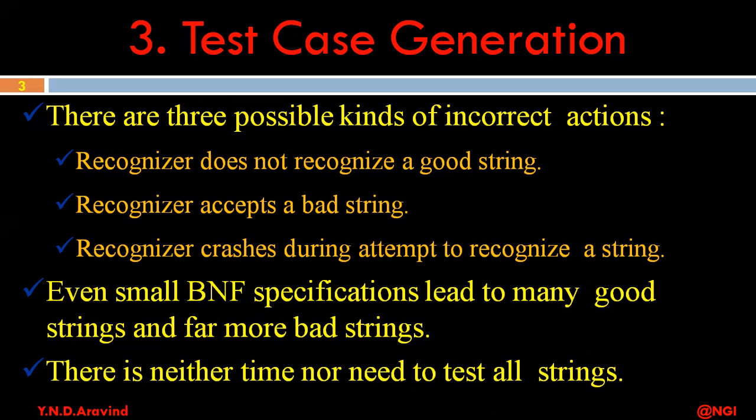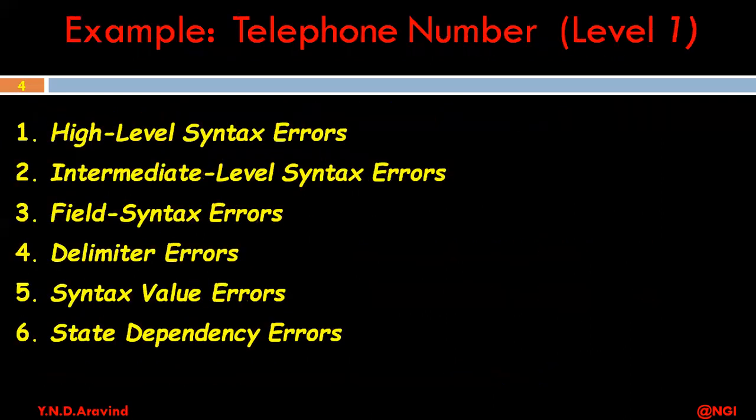The string errors can be categorized as high level syntax errors, intermediate level syntax errors, field syntax errors, delimiter errors, syntax value errors, and state dependency errors. High level syntax errors are strings that have violations at the topmost level in the top-down BNF syntax specification. Intermediate level syntax errors are syntax errors at any level other than the top and bottom level.